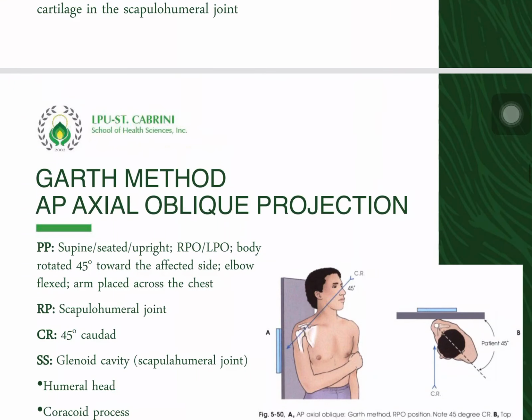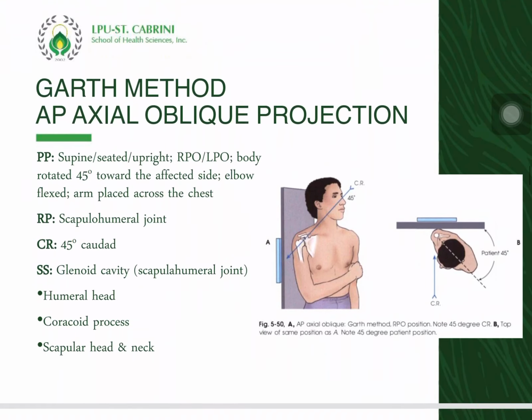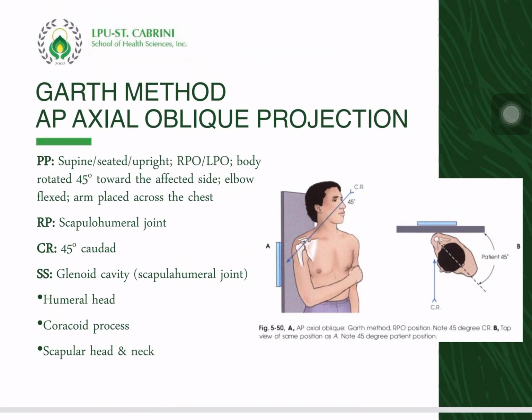So the last method for the glenoid cavity is the Garth method. It is an apiaxial oblique projection. So for this method, patient could be in upright, seated, or supine position with the body rotated 45 degrees towards the affected side, and the elbow is flexed to place the arm across the chest. So the central ray is directed 45 degrees caudad to the scapulohumeral joint.